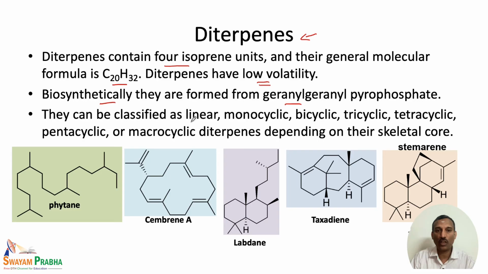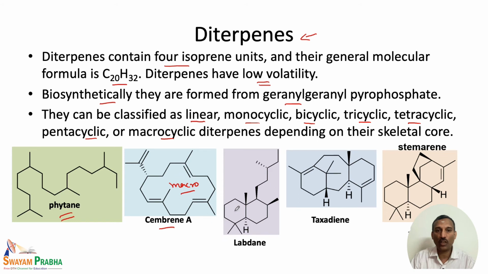These are classified into linear, monocyclic, bicyclic, tricyclic, tetracyclic, pentacyclic or macrocyclic diterpenes depending on their skeletal core. So we have various cyclic systems that are possible in the case of diterpenes. Here is an example of an acyclic or linear one. Phytane is an example of that, and sempervirene is a macrocyclic one because this is a very big or huge ring. So this is a macrocyclic diterpene.